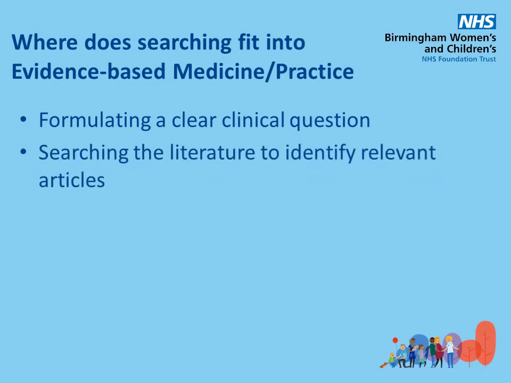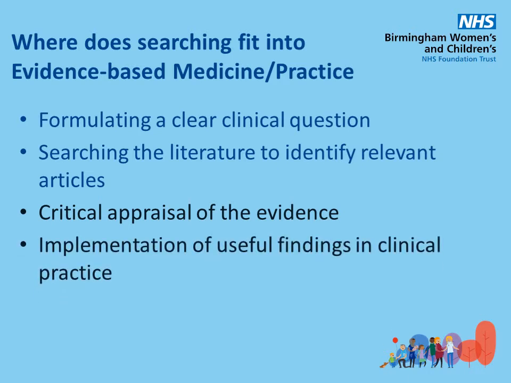The next part of the process is the search for literature that may provide answers to our question. Next, we critically appraise the literature to see how methodologically robust the studies our search has identified actually are. And one of the reasons that we do this is to give us the confidence that the research findings themselves are useful. We then implement the findings from the literature into our practice, providing, of course, that they're right for our patients. And finally, we evaluate the practice to see if we've got the desired patient outcomes from the evidence we've used.